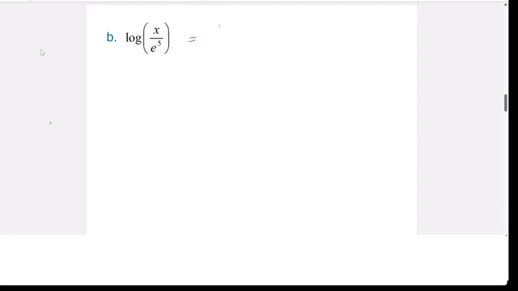This becomes, now there's no base. What is the base? Hopefully you said 10. This is the common log. When there's no base, we assume it's 10. This is the log of x minus the log of e to the 5th power.